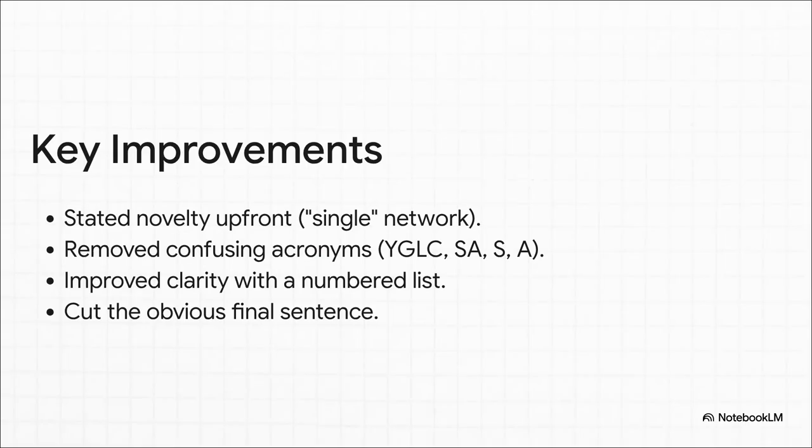Let's break it down. First, the published version immediately states the novelty, the use of a single neural network. It gets rid of all those confusing acronyms, which makes it readable for a much broader audience. It improves the structure with those nice, clear numbered points. And it cuts a final sentence that was basically just stating the obvious. Every single change here is about serving the reader.